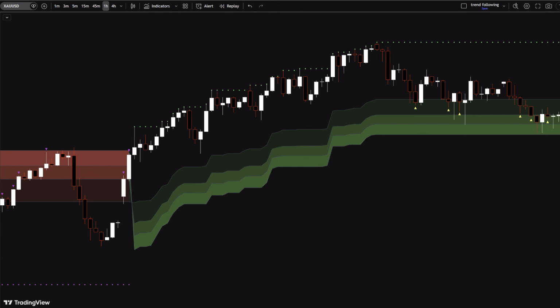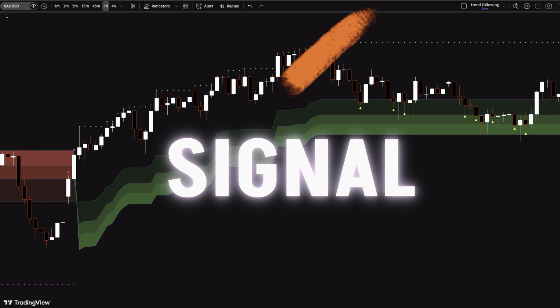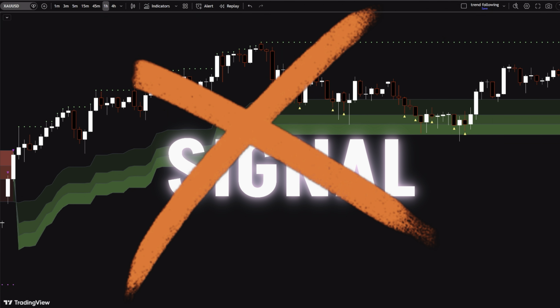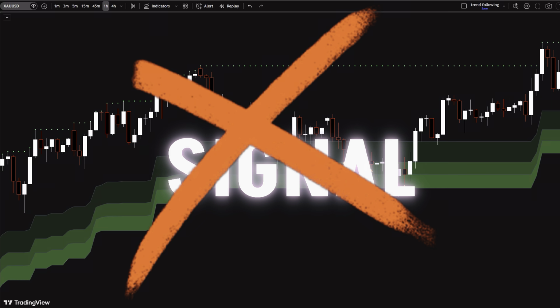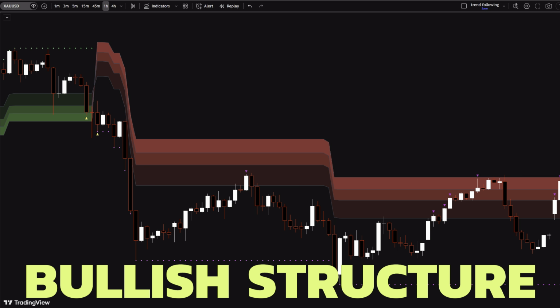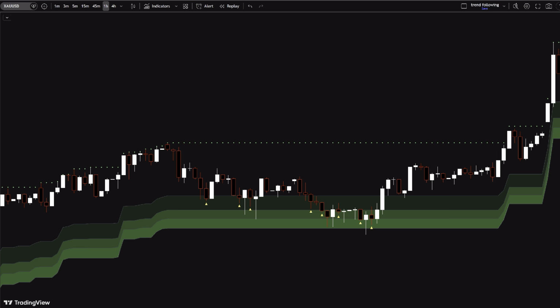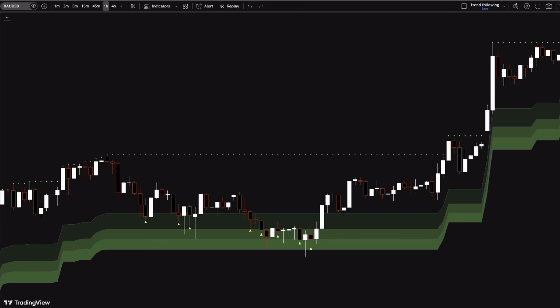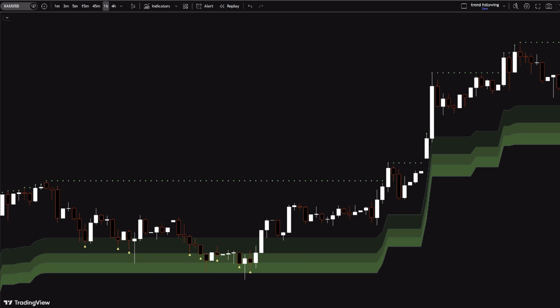Now it's important not to misunderstand this. This is not a signal generator. It doesn't exist to tell you when to click buy or sell. Green represents bullish structure and red represents bearish structure. That's all it responds with on the surface. But the deeper layer, the part that actually changes decision making, is how it's built.